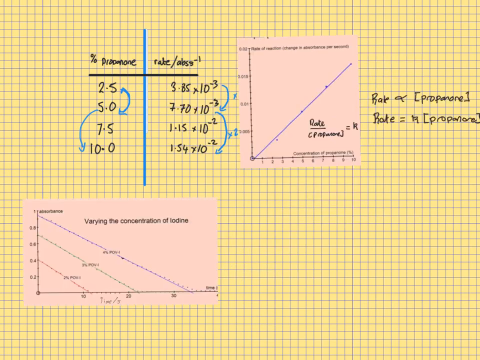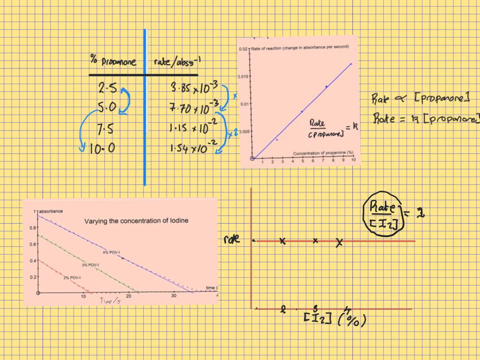Let's now compare this to the first experiment where we varied the concentration of iodine. If we plotted a graph of rate versus the concentration of iodine, our graph would look like this. As the gradient doesn't change, no matter how much you increase the concentration of iodine, from 2 to 3 to 4%, the gradient is always the same, the rate doesn't change. We can therefore deduce that the rate does not vary with the concentration of iodine. So when you divide the rate by the concentration of iodine, you get a constant value, which doesn't change.